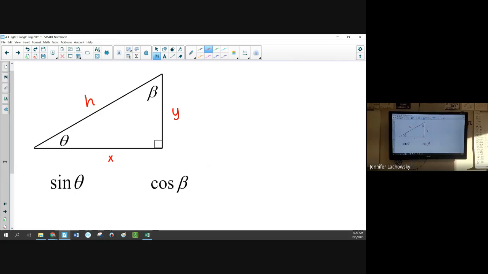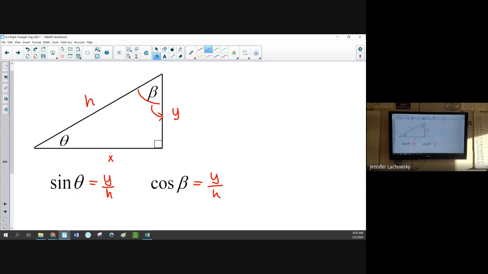What is sine of theta? Y over what? Okay. Because that's what over what? Opposite over hypotenuse. Good. So y over h. Now, if you haven't already written down, write down cosine of beta. So theta and beta. So what is that? Okay, so cosine of beta. Cosine is adjacent over hypotenuse. So that would be y over h. Agreed? So sine of theta equals cosine of beta.